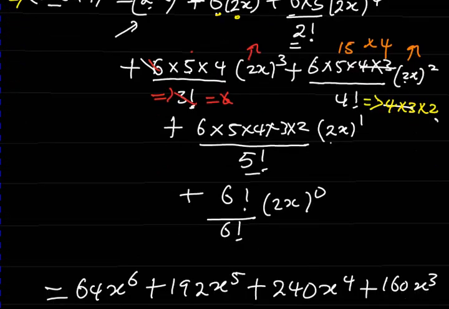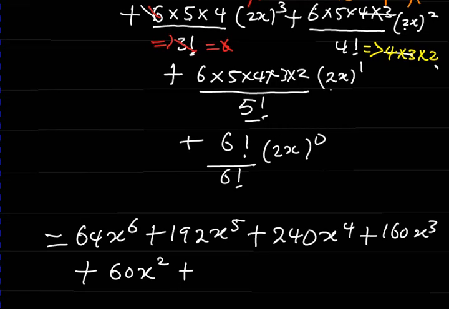Let's proceed to this particular term. This is 5 factorial. You know that 5 factorial is 5 times 4 times 3 times 2 times 1. So invariably this 5 factorial will cancel the whole of this, leaving behind 6. 2 raised to the power of 1 is 2. 2 times 6 is 12. So this is going to be 12x. Then, last but not least, 6 factorial, we cancel 6 factorial, and of course 2x raised to the power 0 is 1. So the last term is 1.